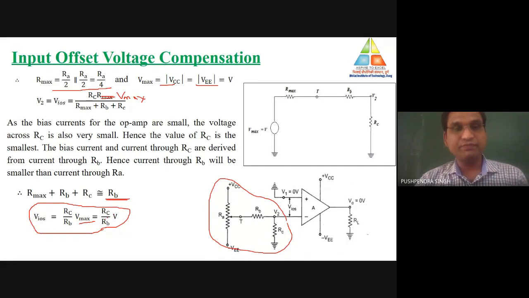By changing the value of Rc or Rb, we may compensate the output offset. So this is all about the effect of total input offset voltage, the total change in input offset voltage, input bias current, input offset current, and how we can compensate the total change in the value of input offset voltage. That much we have discussed today.